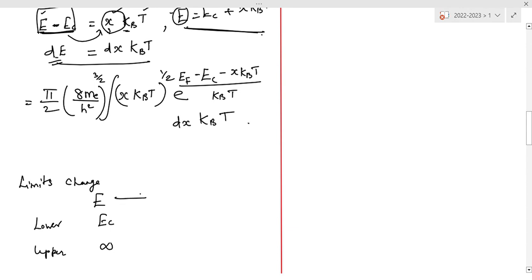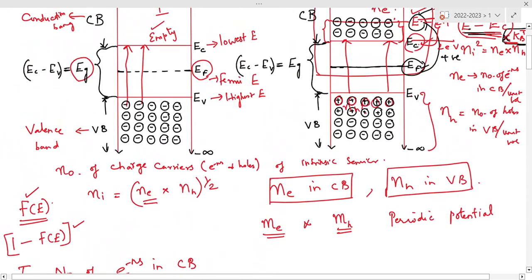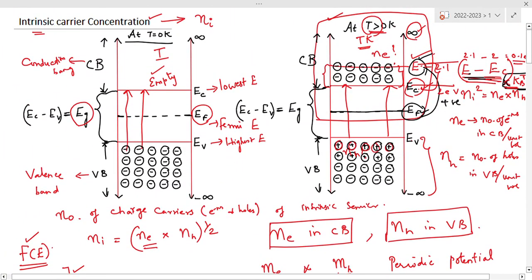Now this limit has to be changed for x. Look at the formula here. E minus EC is equated with x kBT. The difference in energy in the conduction band is equal to x kBT. Now, from the diagram I am going to explain, the lower limit is EC. When E is in the position of EC, in the diagram you can see that E is here.